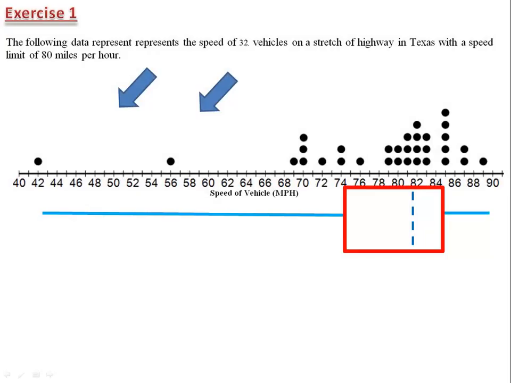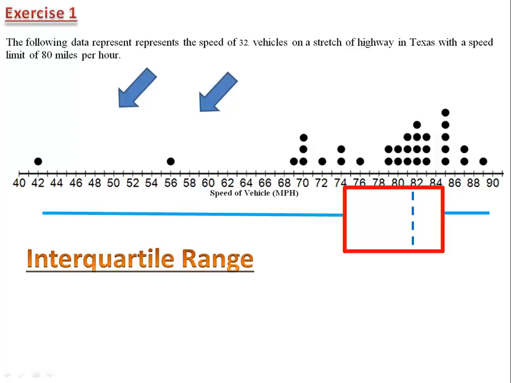Let's go back to example 1. Our question had to do really with 42 and 56. And the question is, are these outliers? Well, let me show you how to figure that out. We're concerned with something called interquartile range. Interquartile range is simply the distance between the first and the third quartile, or the length of the box.